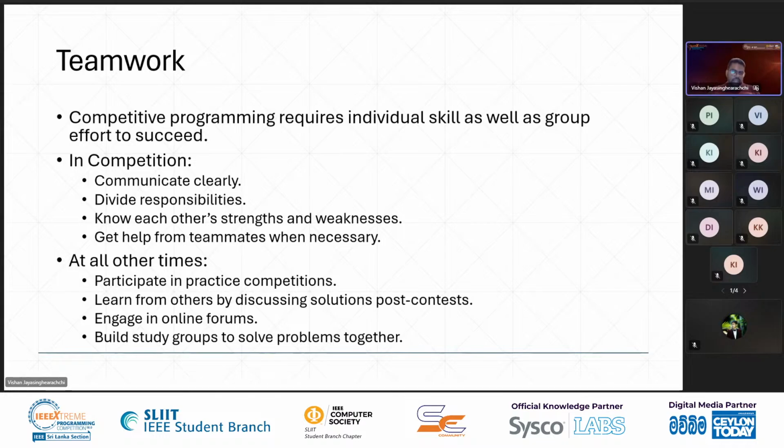So there are certain things you need to do as a team when you're in competition. Number one, the most important thing to do is to communicate very clearly. This is where people go wrong, right? You have to communicate very clearly about the state of your program, the level of completion of the challenge that you're working on. If you are encountering an issue, you have to communicate that clearly to your team members, right?